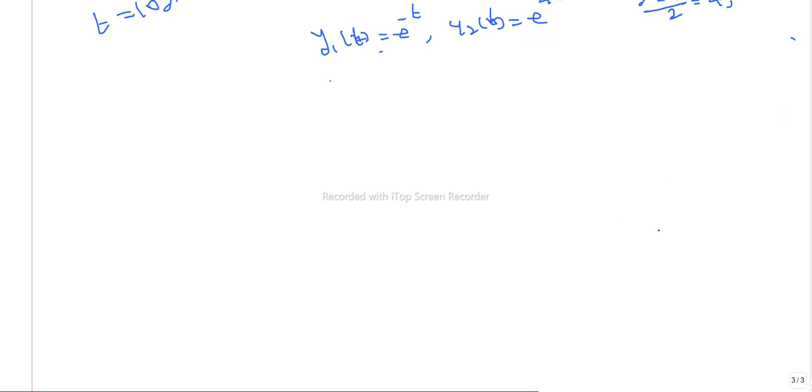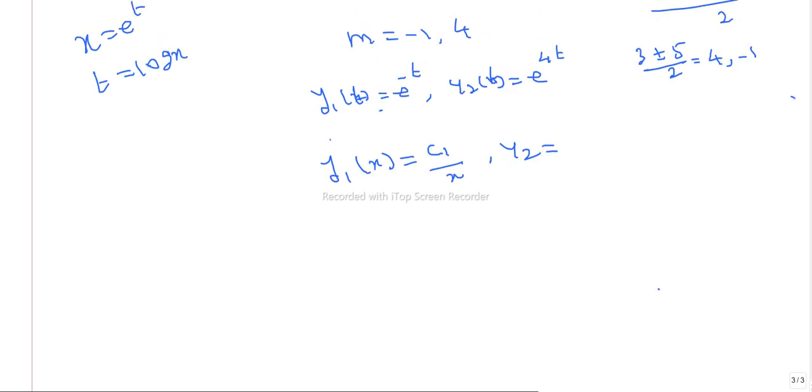So therefore from this we can say y1 of x is 1 by x, but I take some constant c1 by x, and y2 is x power 4, but I am taking some c2 times x power 4. I take the constant also.